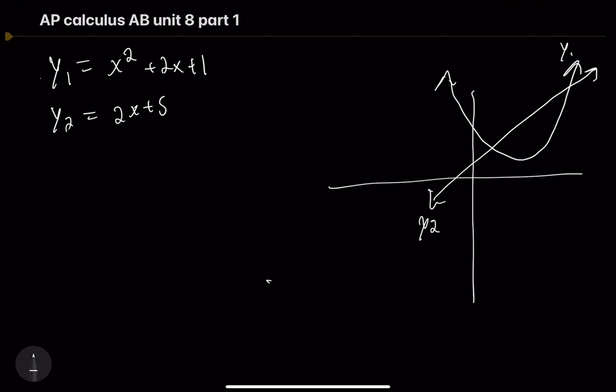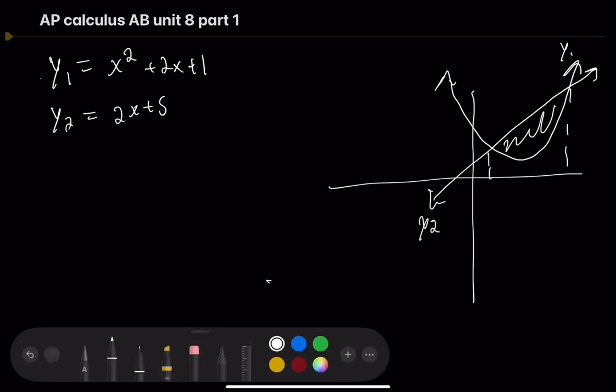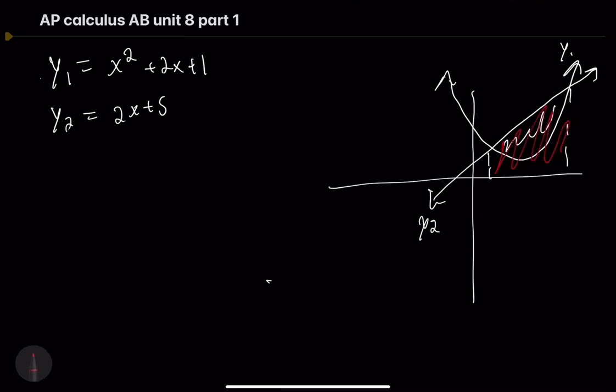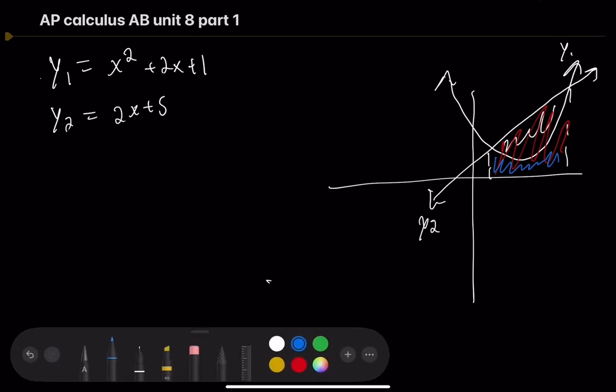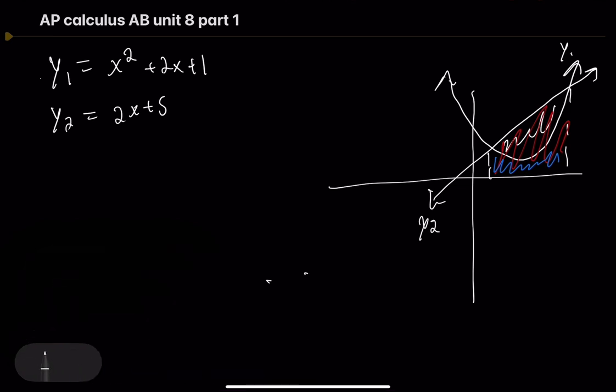So the way you're going to be able to find this area here is by taking the area under y2, which is this whole area, and then you will be subtracting this area, which will leave you with just the one that you want. So how would we do that? You're just going to take the integral of y2 and subtract y1 from the given area here and here. So that way it will give you the total area underneath.